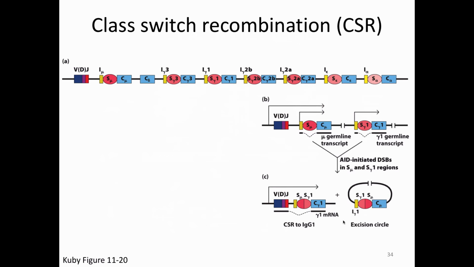Yep, Molly. So Molly wants to know, is there any intention behind which switch regions get activated? How does AID know which switch region to target? If we want to do class switch to IgE, how does AID know it should be damaging this switch region so that we get recombination there? That's what Molly wants to know. And that is actually understood, or somewhat understood.